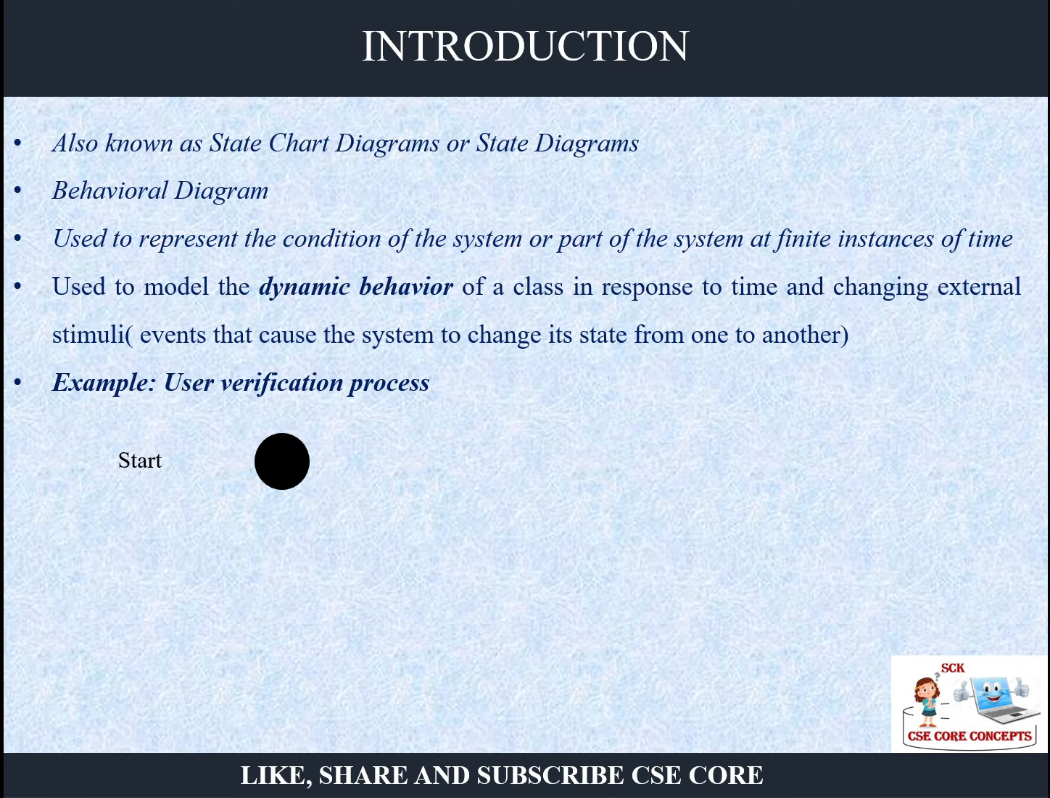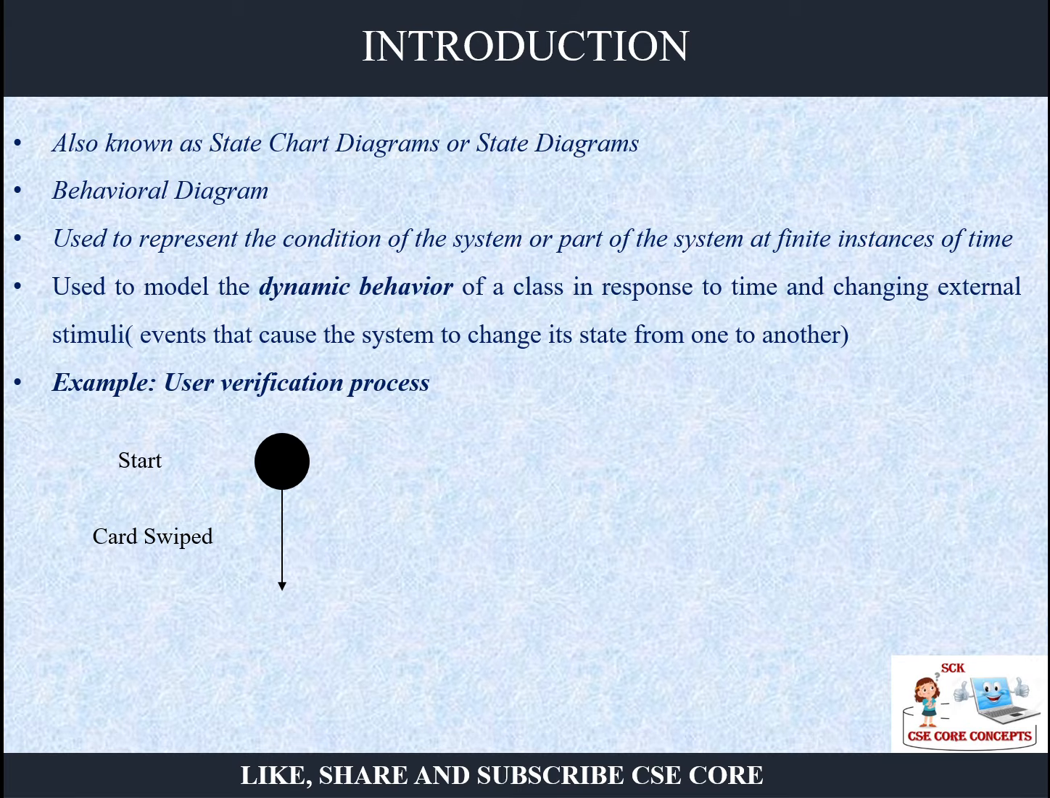So the state of the system changes, and at a point of time, what is the system state and what event is triggering it to change? Because when you enter username, password and press the submit button, this event makes it change to the next state. So this is what is shown in the state diagram.